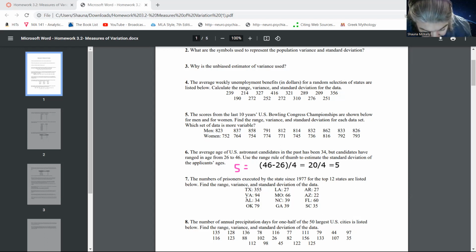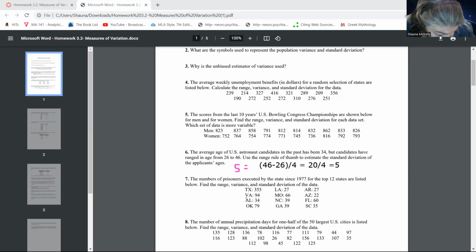So Texas is 355. Virginia is 94. Alabama is 34. Oklahoma is 79. Louisiana 27. Missouri 66. North Carolina 39. Georgia 39 as well. Arkansas 27. Arizona 22. Florida 60. And South Carolina 35.